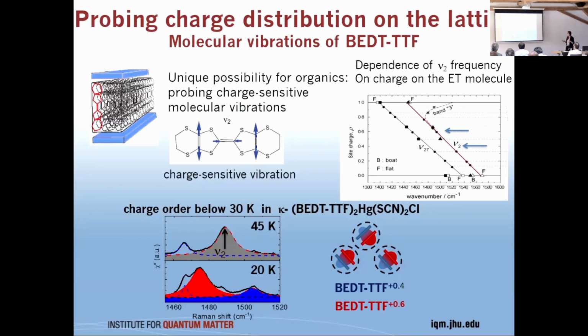Okay, another tool, which we already talked about, is the vibrational modes of the BDTF molecules, which are sensitive to charge. This shows how we can see the charge order through the phase transition. So it is a local probe. In principle, we just say that there is some charge order. We can look at the symmetries of our Raman scattering and get an idea whether there is some long range order, but that's kind of it. If we are honest, it's a local probe.